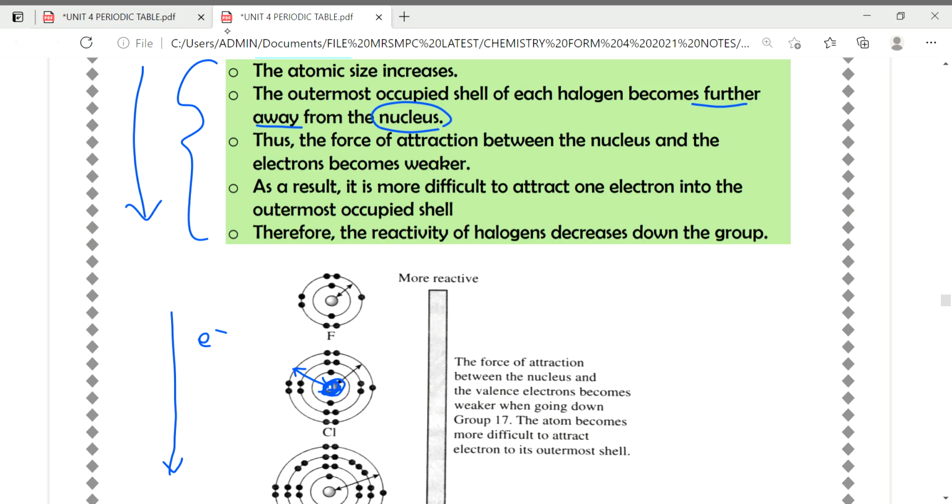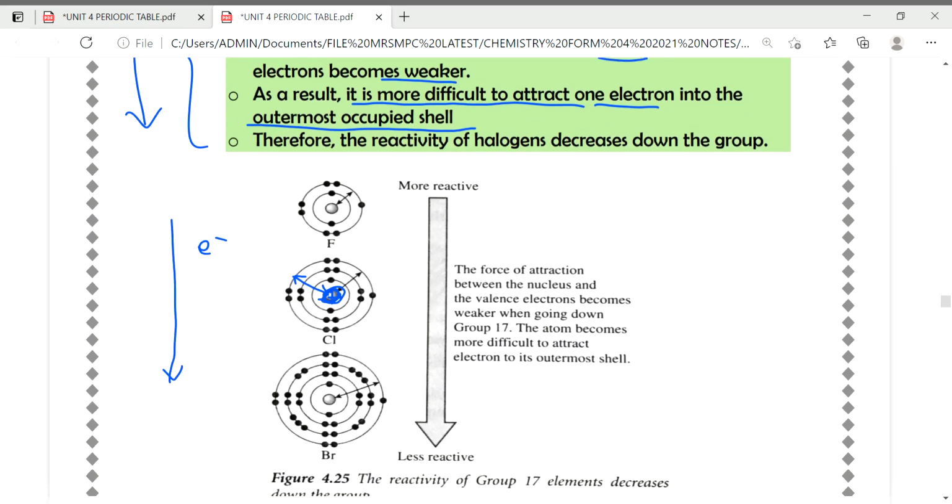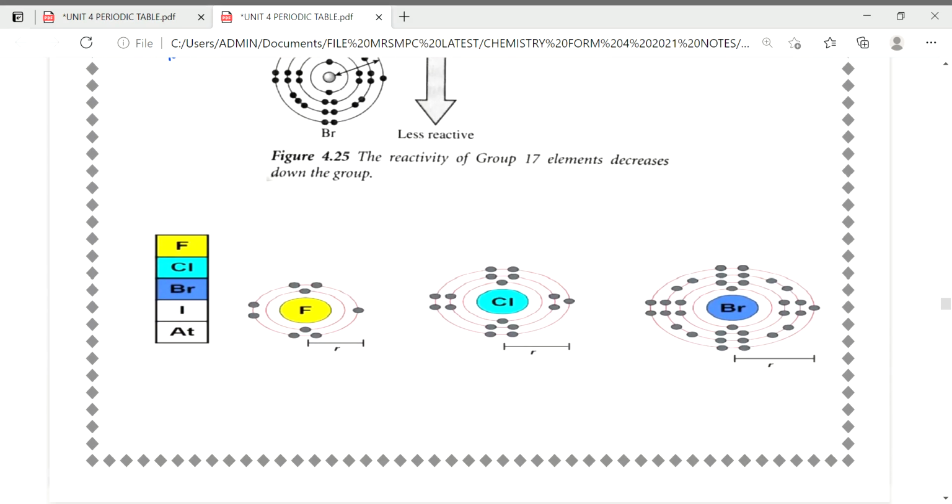So when the force of attraction between nucleus and electron becomes weaker, as a result, it is more difficult to attract one electron into the outermost occupied shell. Semakin jauh nucleus dengan valence electron, semakin lemah force of attraction between them. So what happen lagi bila force of attraction tu semakin lemah, semakin susahlah dia nak attract electron dari luar. Electron kan charge negatif, dia nak attract tu susahlah sebab attraction tu dah semakin lemah. Tengok kat sini. Ni contoh dia.